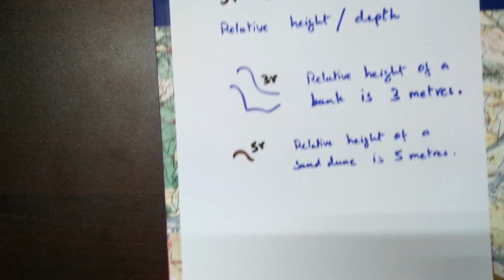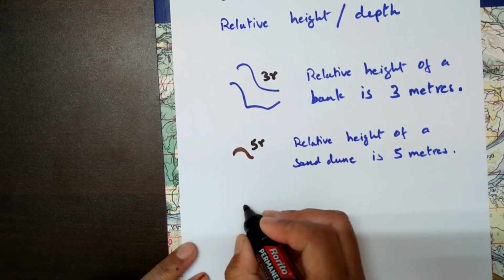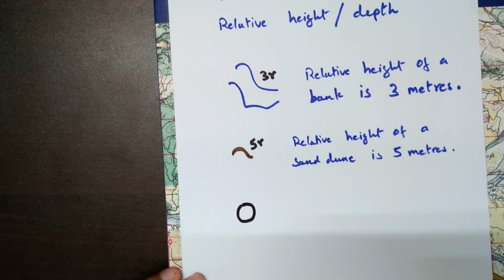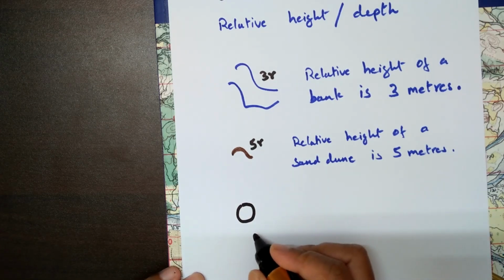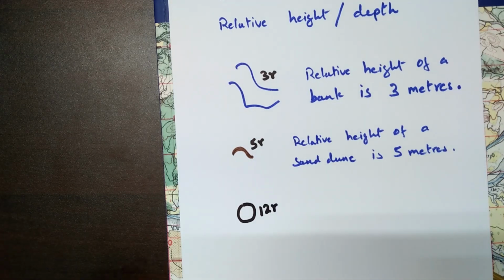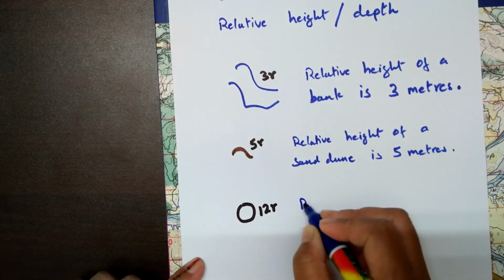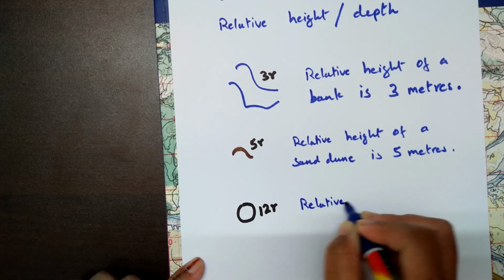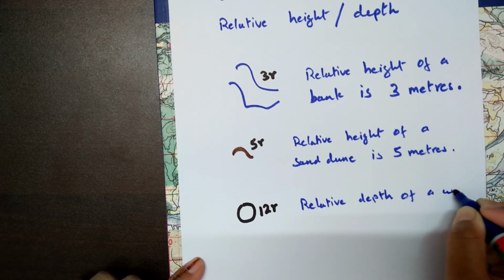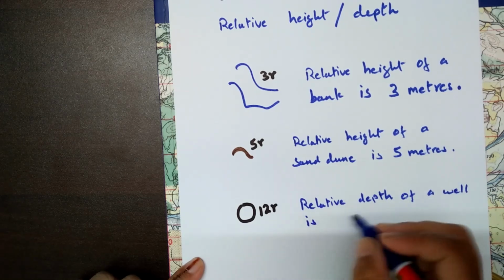Then sometimes, not sometimes, most of the time you might have seen this. The conventional symbol, if you are aware, is a well. Suppose it is written 12R. Now in this, children, you have to be careful. When it is a well, it is always a depth, not height. So you will write: relative depth of well is 12 meters.